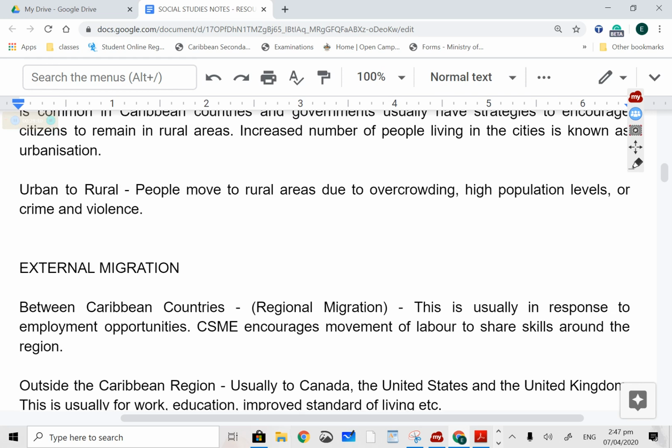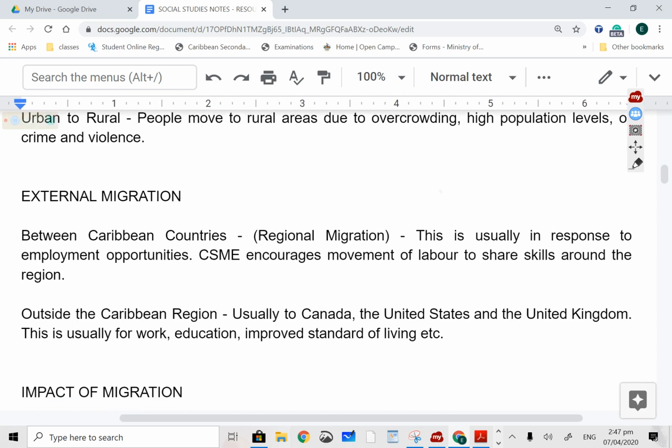Then you have a lot of rural areas where owners of huge areas of land may decide to sell their land and open up residential areas, etc. And people from urban areas move to those areas as well. And as we stated here, basically due to overcrowding, high population levels, or crime and violence. So sometimes they move for their safety.